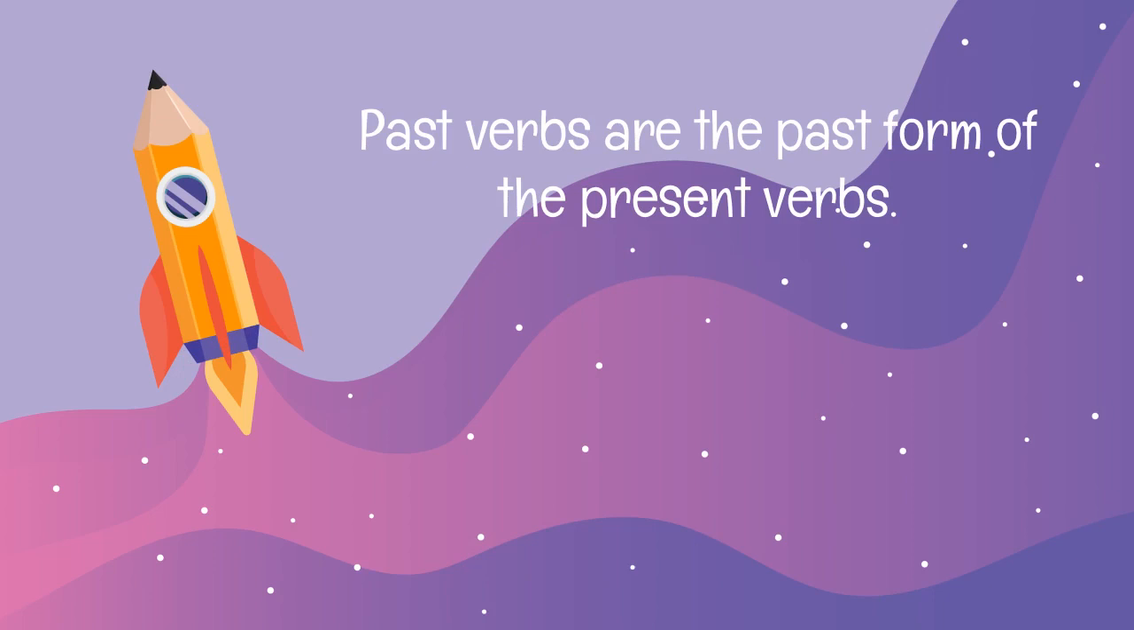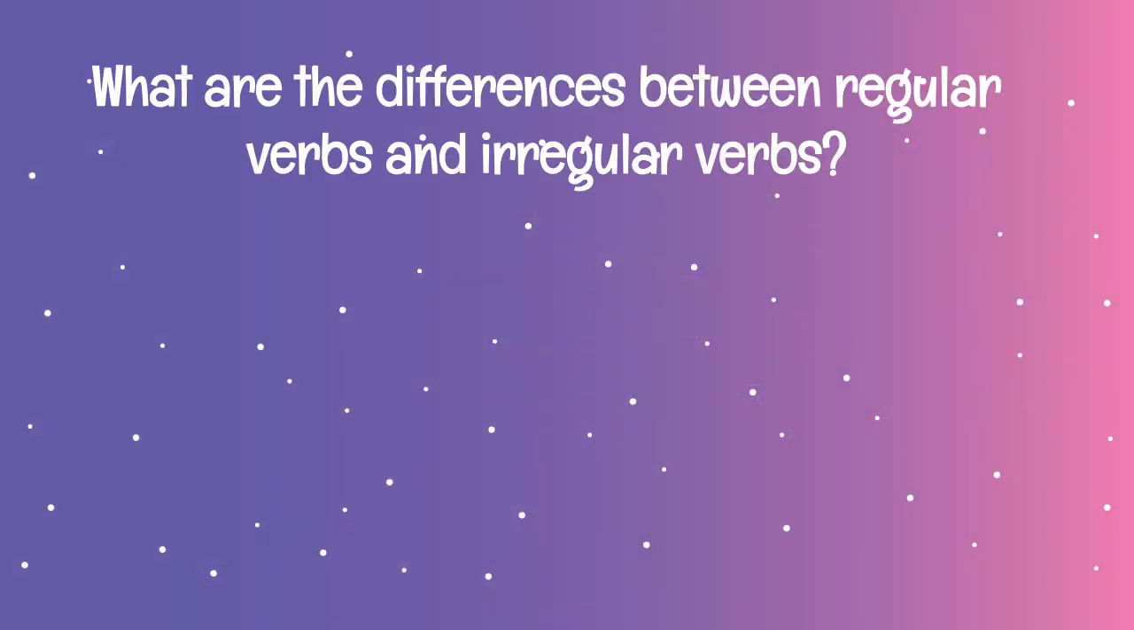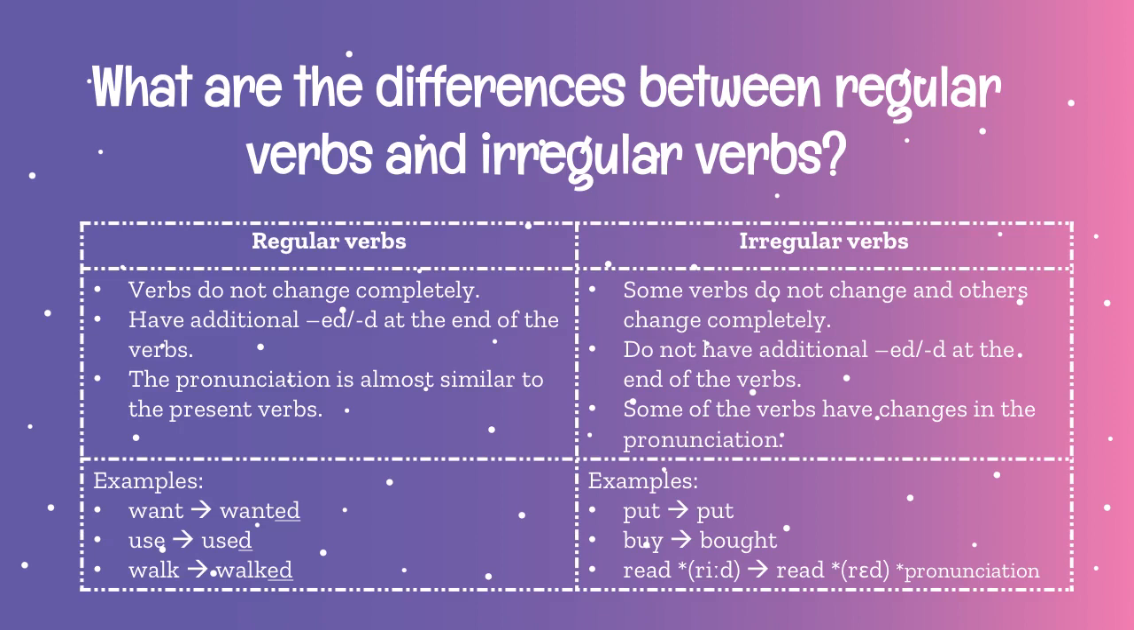Past verbs are the past forms of the present verbs. I will repeat. Past verbs are the past forms of the present verbs. There are two types of past verbs. First, regular verbs, and second, irregular verbs. But what are the differences between regular verbs and irregular verbs? Let's take a look at the table below.